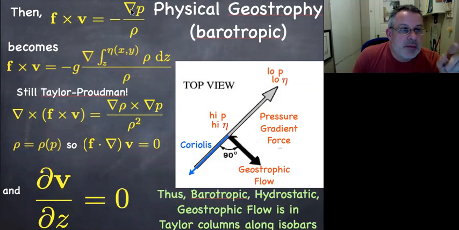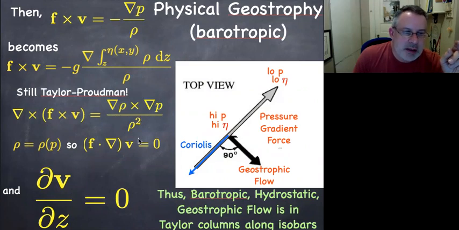Here's a little math which goes through the process of showing you that it's still Taylor-Proudman, and the key question is whether this term vanishes. Since this is a curl, this is the gradient of density crossed into the gradient of pressure. But if density is a function of pressure, then this is effectively a derivative of whatever that function is times gradient of pressure cross gradient of pressure, which is 0.